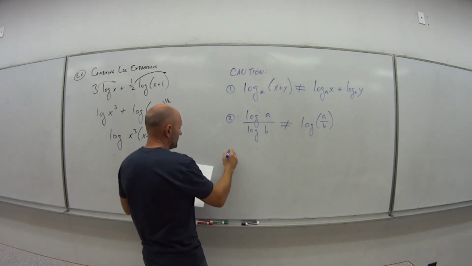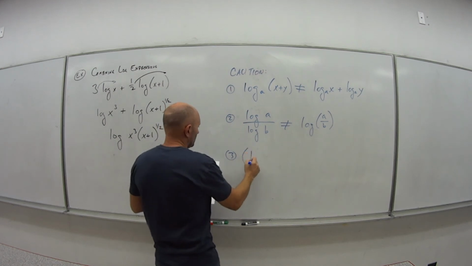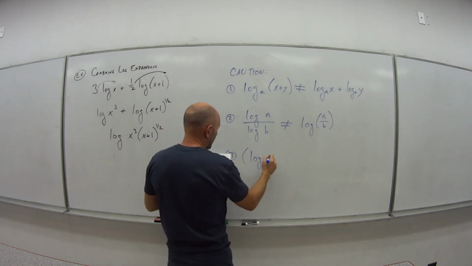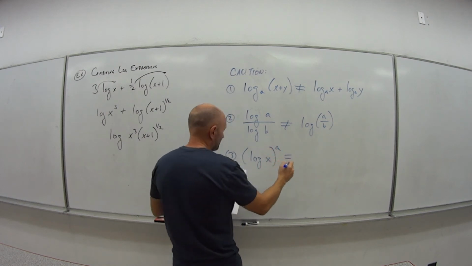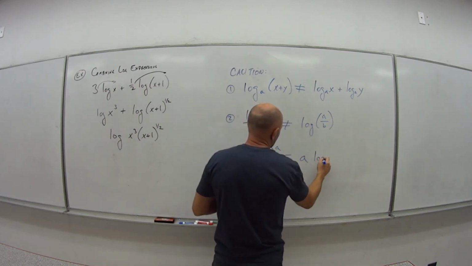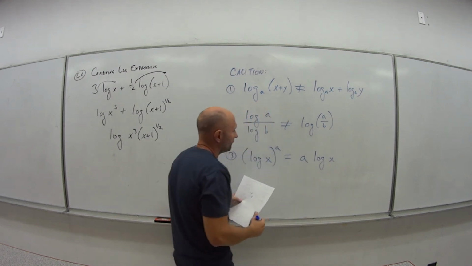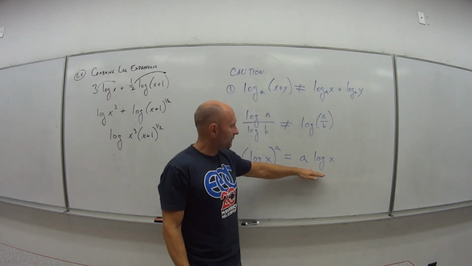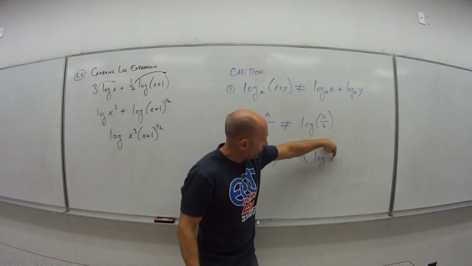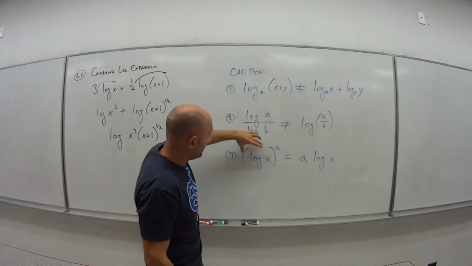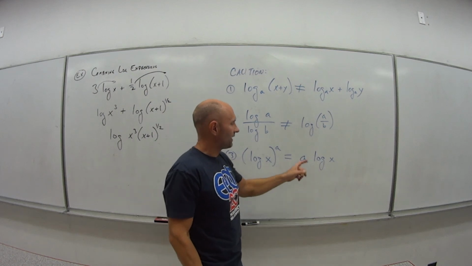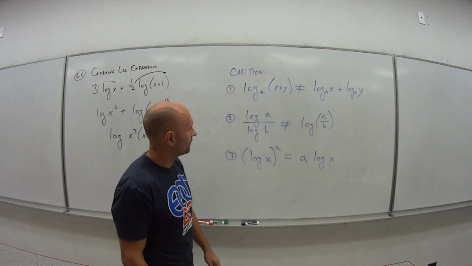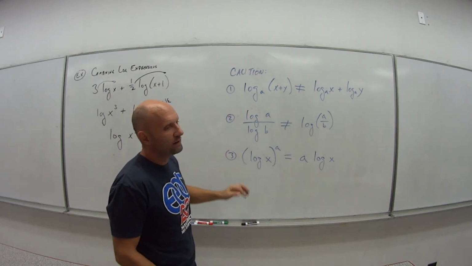And then lastly, if I have log of x to the a power, this is not the same as a to the log of x. If I have this, by my laws, the a only goes to the x. It doesn't go to the entire thing. Log of x to the a power is not the same as a times the log of x. So be careful with these 3.